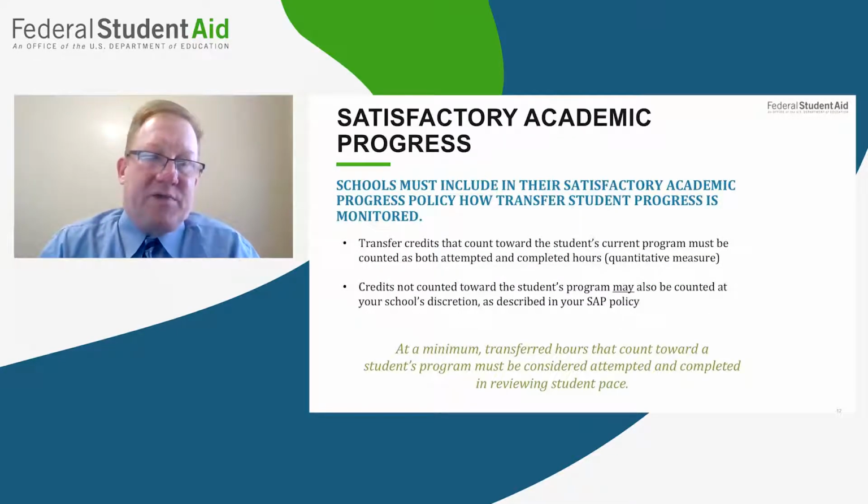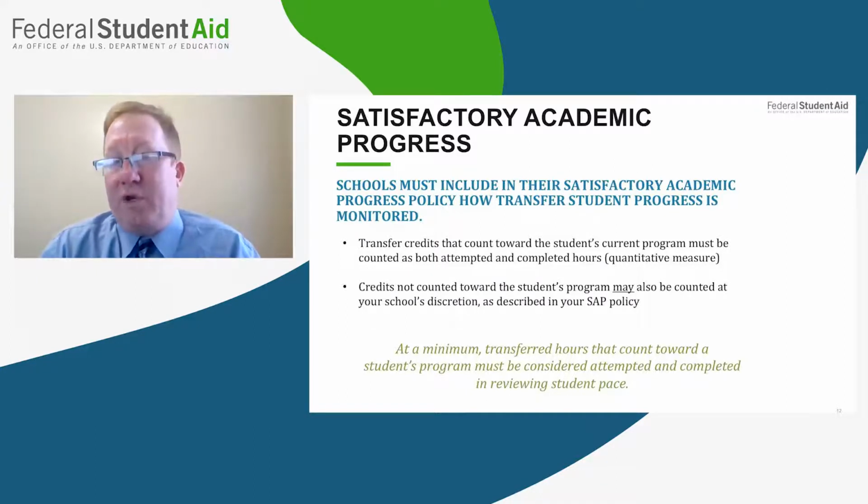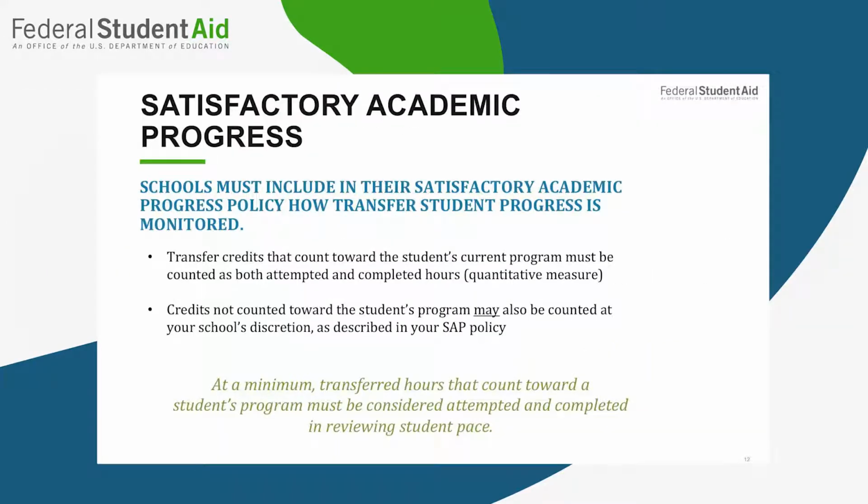This topic of satisfactory academic progress is important because you have to consider those grades from another school, school A, when they come to your school, school B, whenever you calculate or assess the student's satisfactory academic progress. Here you have some options. You can see in the first bullet, it says that transfer credits that count toward the student's current program must be counted as both attempted and as completed hours.